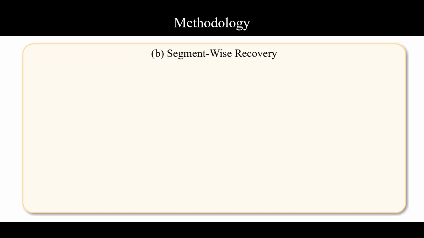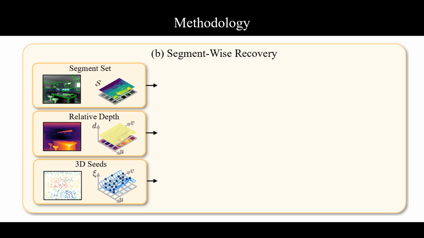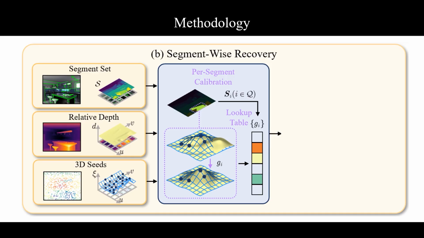Segment-wise recovery. When converting relative depth to metric depth, the scale often varies across local regions, so a single global rescaling is insufficient. We therefore partition the image into segments. Per-segment calibration first recovers scale for segments containing projected 3D seeds. A lookup table is utilized to store the parameters of the calibration function.